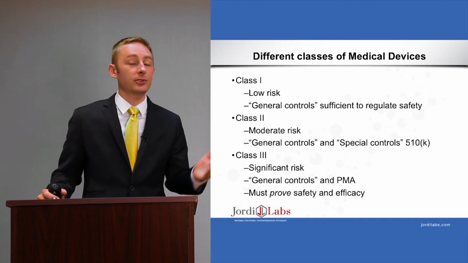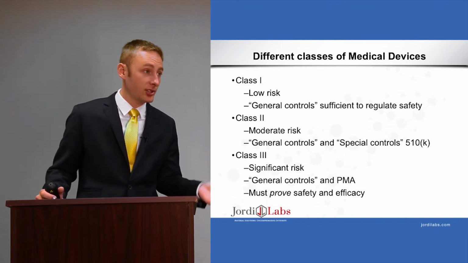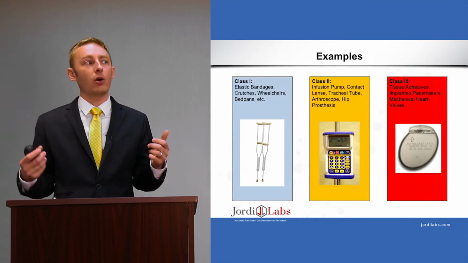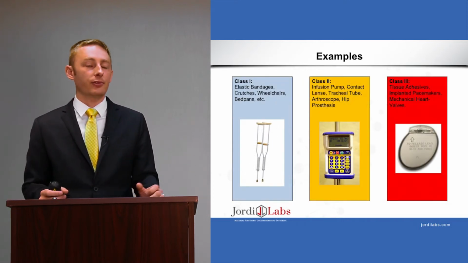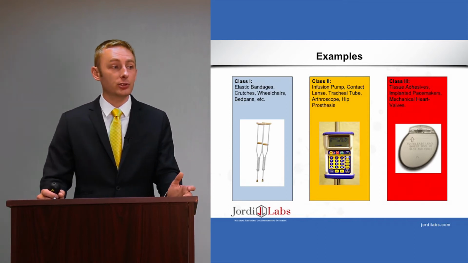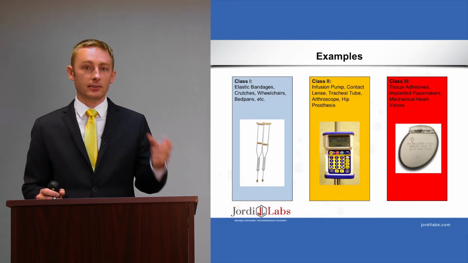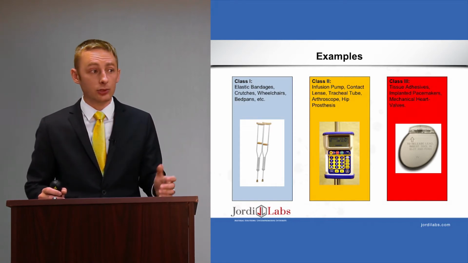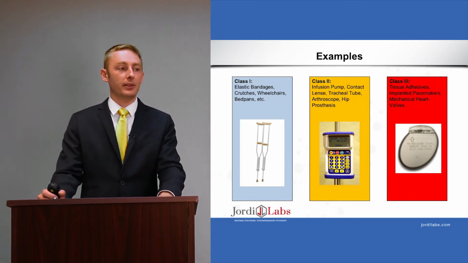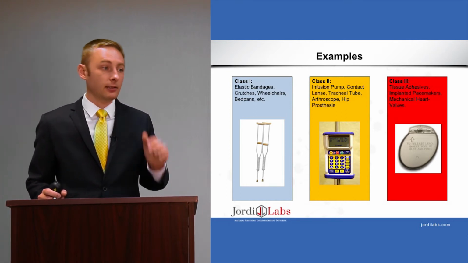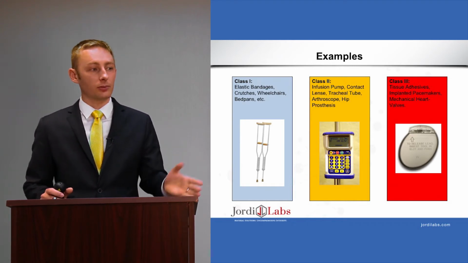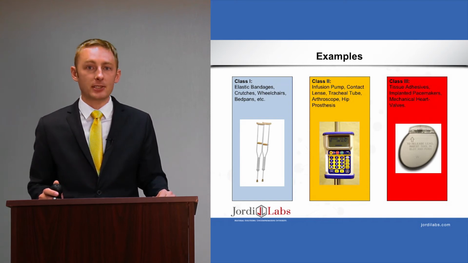And so, as a few examples, Class 1 devices: elastic bandages, crutches, wheelchairs, bedpans, things that don't necessarily make a whole lot of impact on the patient outcome if the device accidentally fails. On the other hand, Class 2 devices, things like infusion pumps, contact lenses, they're in contact with the patient. Tracheal tubes are another example, hip prosthesis, for example. Class 3 would be things like tissue adhesives, things that are implanted in contact with blood or brain tissue. Mechanical heart valves are another example. And so there's a couple of examples on the slide to take a look at.